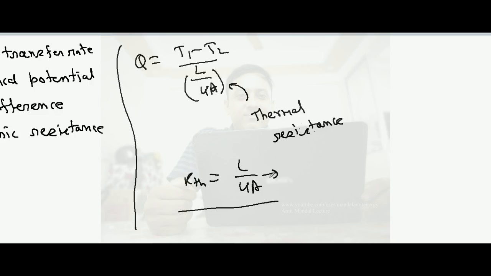And what will be the unit? You can write the unit of the variables. L stands for meter, K is watt per meter degree centigrade, and area is meter square. You can cancel the meter square, and ultimately degree centigrade per watt or Kelvin per watt is the unit of thermal resistance. That's it.